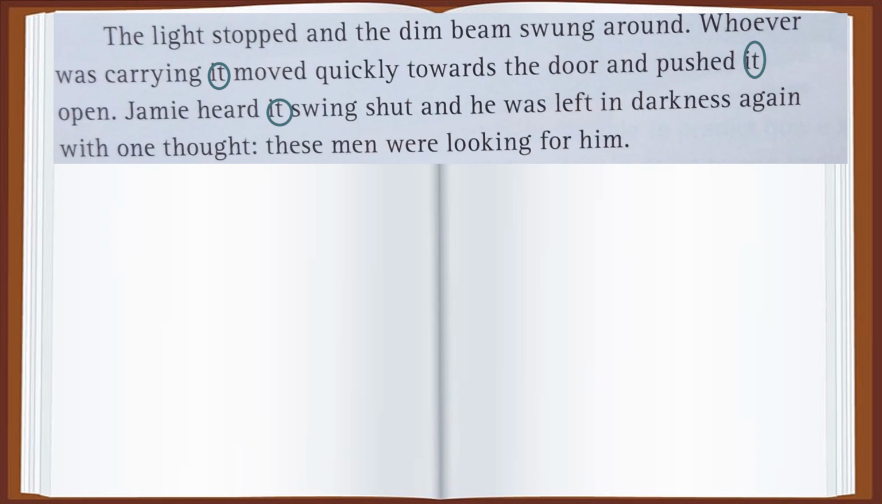Again the pronoun it refers to the light. The light moved quickly toward the door and pushed it open. مين اللي راح على الباب وفتح الباب؟ اللي هو one of the three men that was trying to find Jamie. إذا الإت الثاني بتعود على the door. Jamie heard it swing shut. برضه هنا سمعه بتسكر, شو هو برضه the door of the bar, and he was left in darkness again. وتركوه في نفس المكان اللي كان موجود فيه.